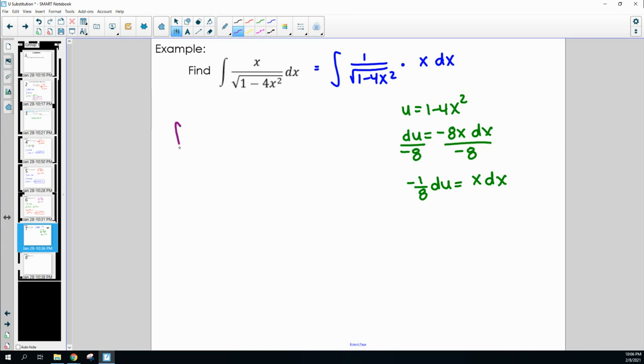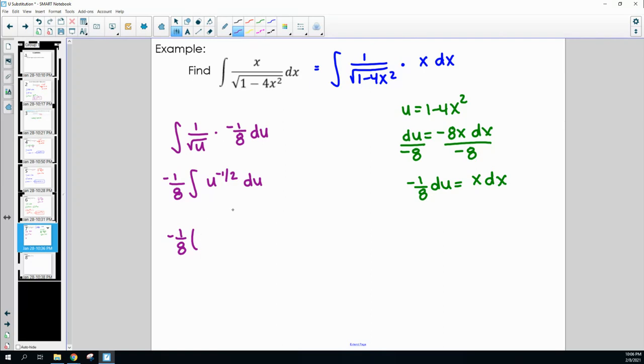So now we have the integral of 1 over the square root of u times negative 1/8 du. Like before, we'll take out the negative 1/8. That's our constant. And then I'm just going to write this as u to the negative 1/2 du, which is the same thing as 1 over the square root of u. Then I'm just going to use the reverse power rule, so I'm going to leave that negative 1/8 on the outside.